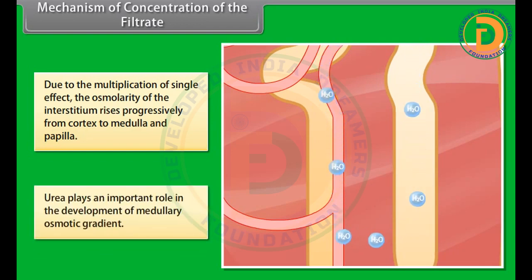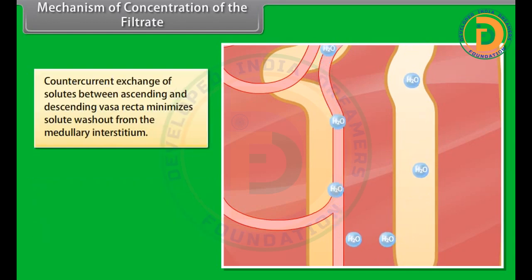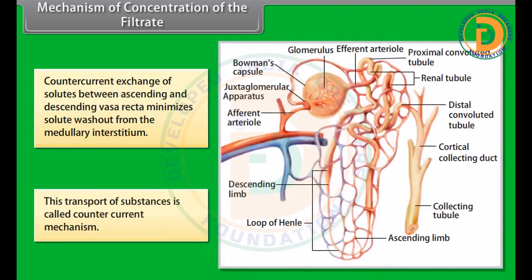Urea plays an important role in the development of the medullary osmotic gradient. Countercurrent exchange of solutes between ascending and descending vasa recta minimizes solute washout from the medullary interstitium. This transport of substances is called counter-current mechanism.